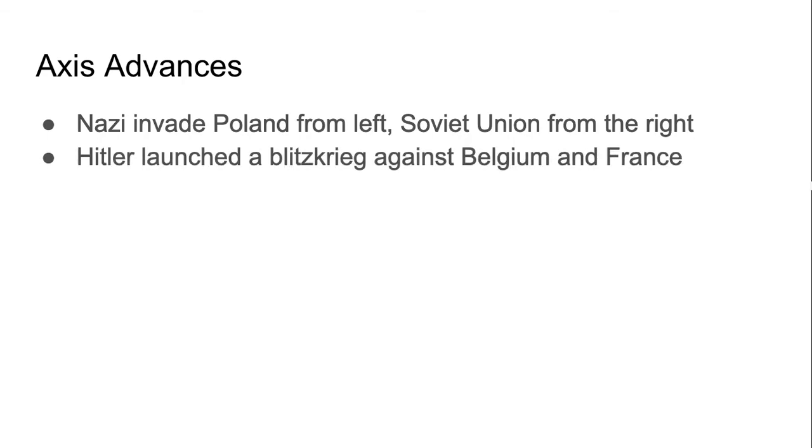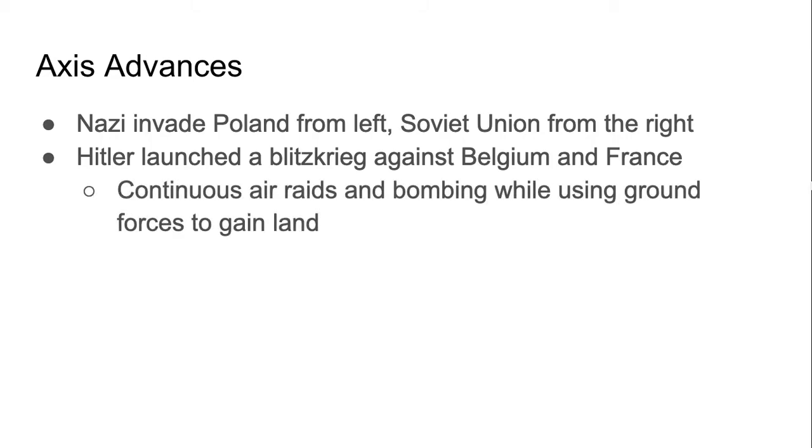Hitler launches what's known as a blitzkrieg against Belgium and France. What is a blitzkrieg? That's another term that sometimes you'll hear used in historical reference, which is a continuous air raid and bombing while using ground forces to gain land. So they would send these airplanes, these major aircrafts with bombs attached to them, and they would fly over big cities where there's a lot of population, a lot of factories, and they would try to destroy them. And this is continuous, right? So day after day after day, and multiple bombs all in one night.